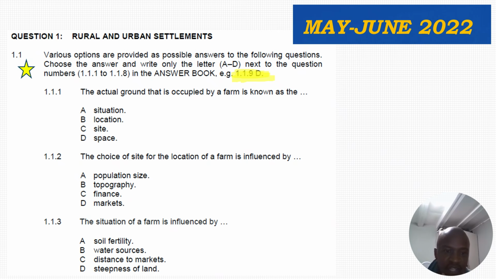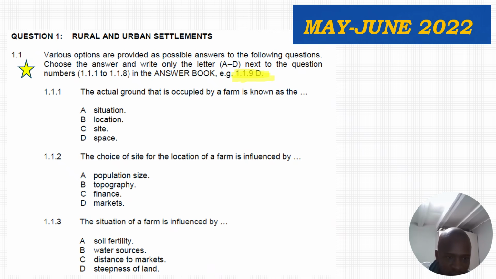1.1.1 says the actual ground that is occupied by a farm, the actual land, right? Or the actual ground, okay? Is it A, situation? Is it B, location? Is it C, the site? Or D, the space? When did we even speak about D, the space? Let's cancel some of these options, right? Let's cancel some of them.